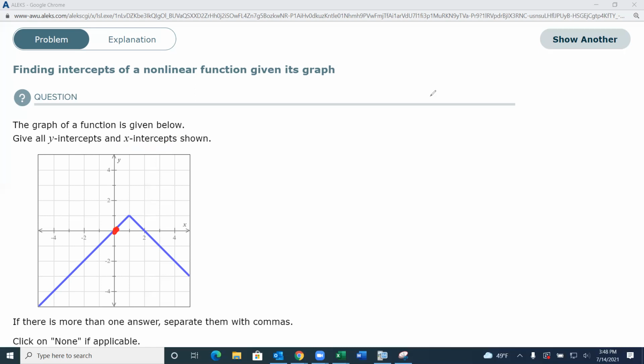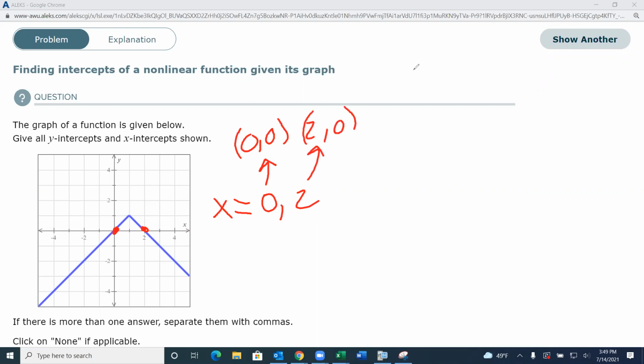So it hits it at x equals 0 and also right here at x equals 2. Now, I don't remember for sure how Alex wants the answer. I think right here is how Alex wants it. If not, then they just want the ordered pair for each. For this guy, it would be (0, 0). And for this guy, it would be (2, 0). Okay, because they're both at a height of 0.